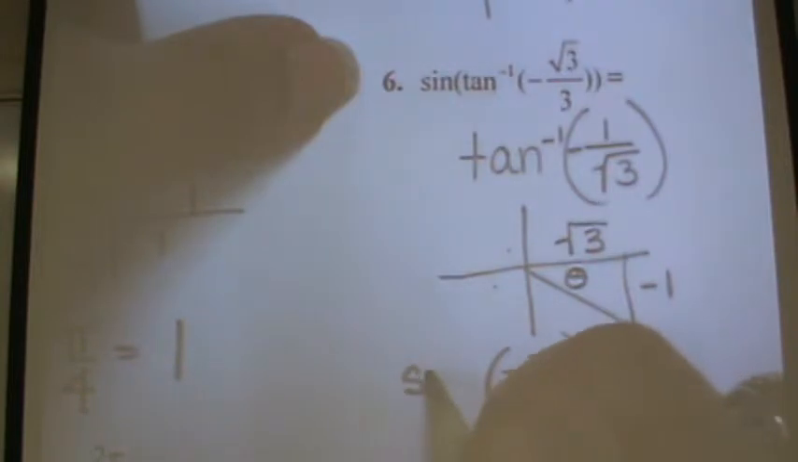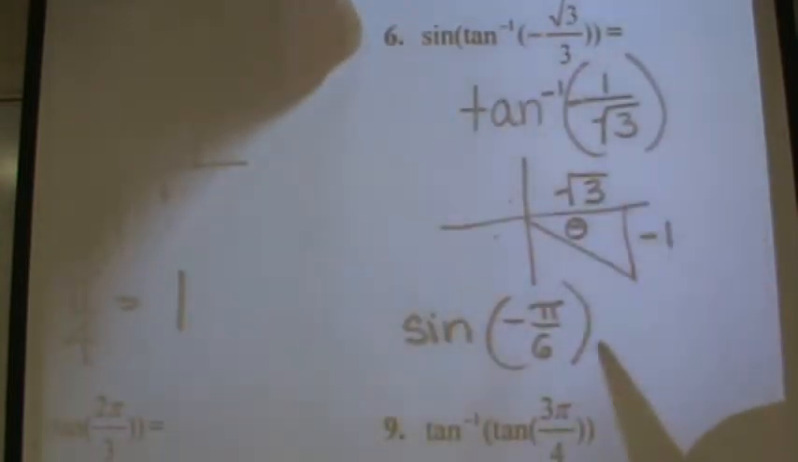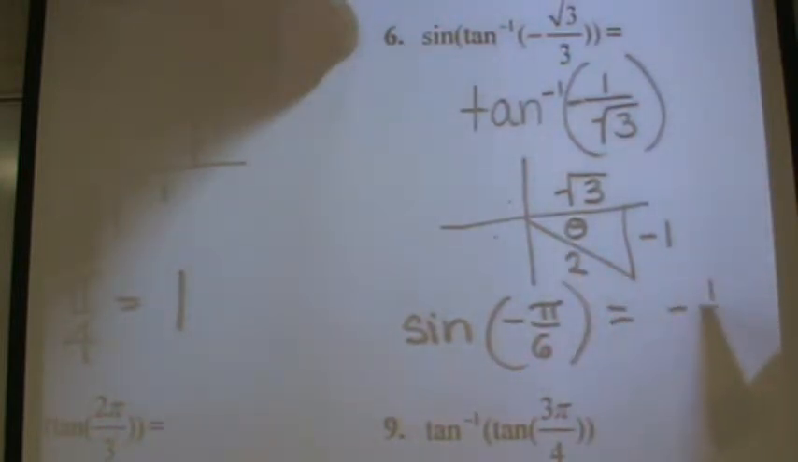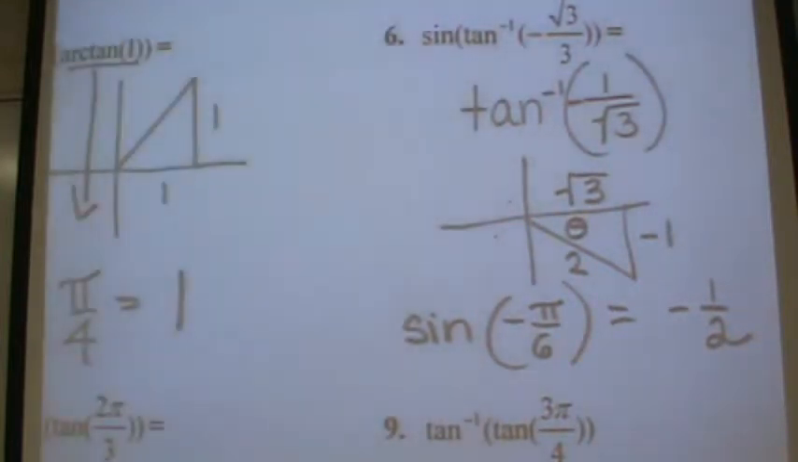Now, what is the sine? What's the sine ratio of a negative 30-degree angle? It's the same angle. Good job. This is a 2, so it's negative 1/2. Hopefully it's getting better than yesterday. A little bit? Okay. The more I'm telling you, the more you do, the better.